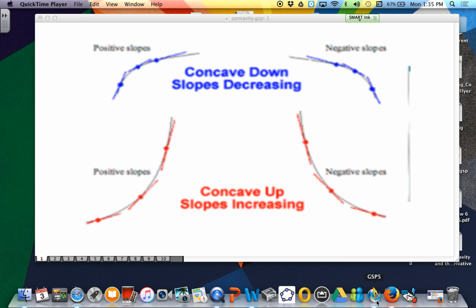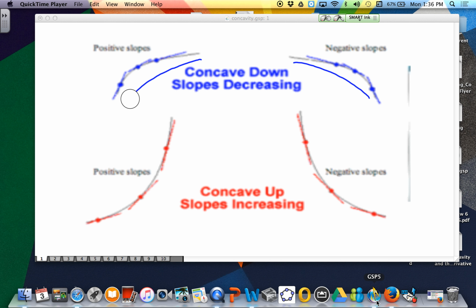All right, so today's lesson is talking about concavity. You have a graph, and either the graph is concave up, concave down, or neither. Here are examples of concave down graphs where the slopes are decreasing. Often, concave down graphs would be known as spilling water.